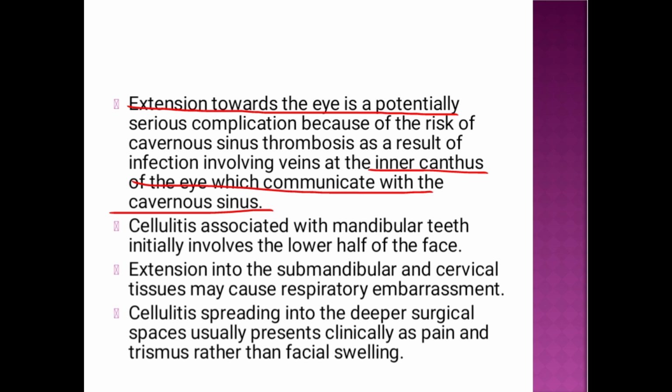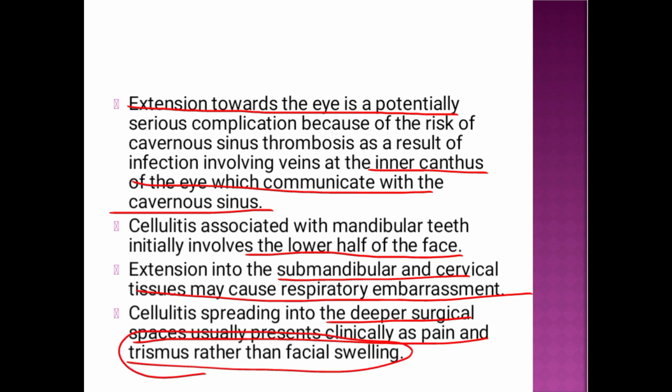So basically, cellulitis is also associated with the mandibular teeth. Initially, it will involve the lower half of the face, basically the submandibular and cervical nodes. If it involves submandibular and cervical tissue, it can cause respiratory embarrassment. The cellulitis can also spread to the deeper spaces, causing pain clinically and trismus rather than facial swelling. When it moves to the deep spaces, it will cause trismus.